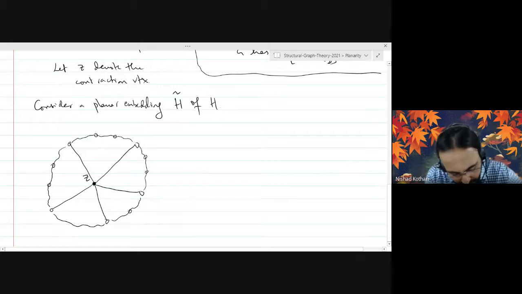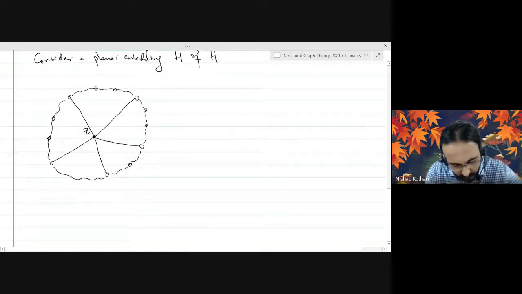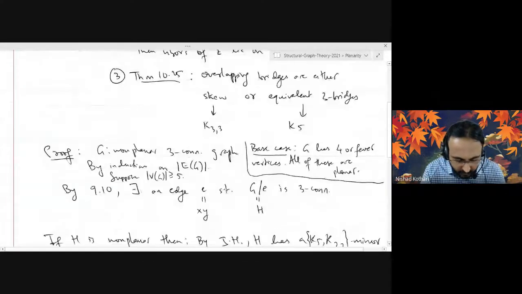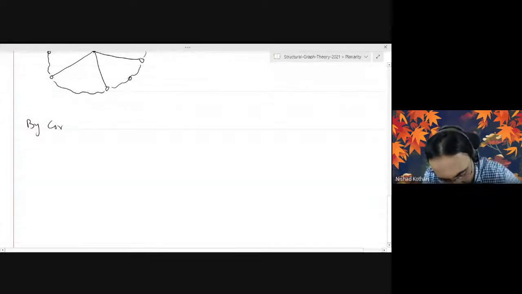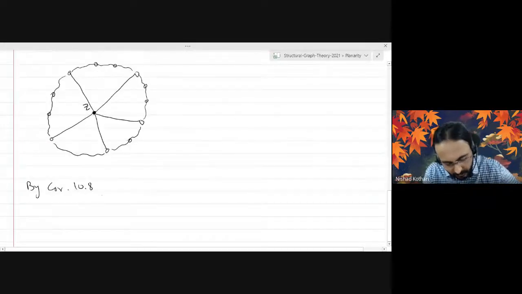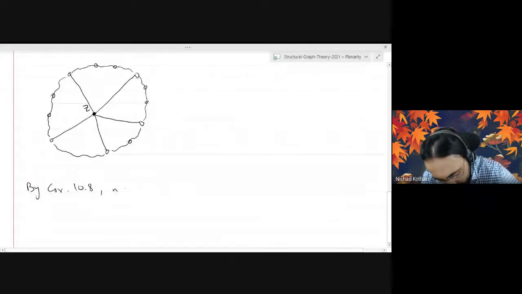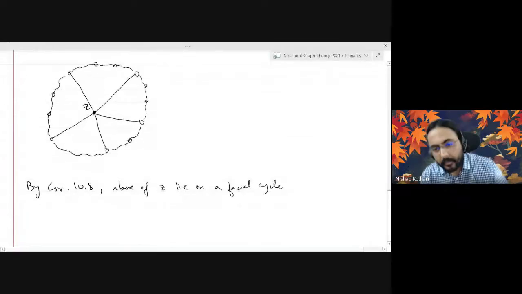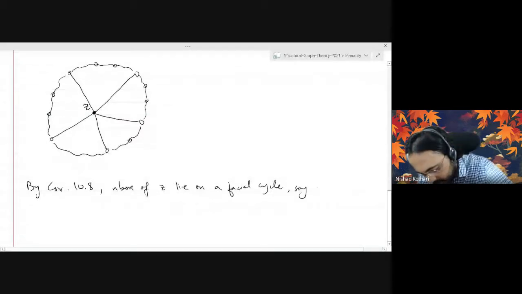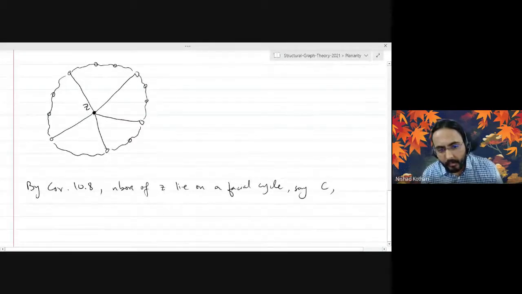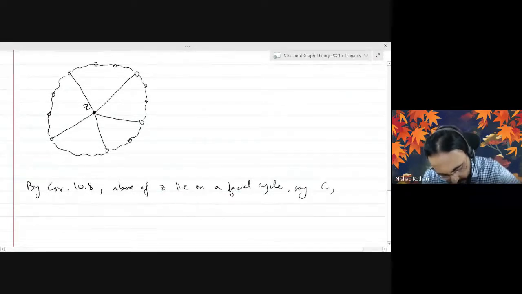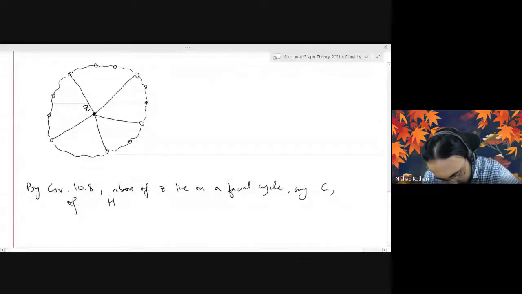So here we are using, by corollary 10.8, the neighbors of Z lie on a facial cycle, say C, of the graph H tilde minus Z.